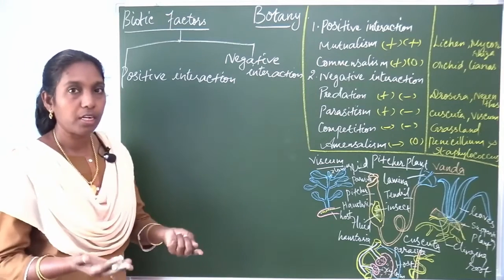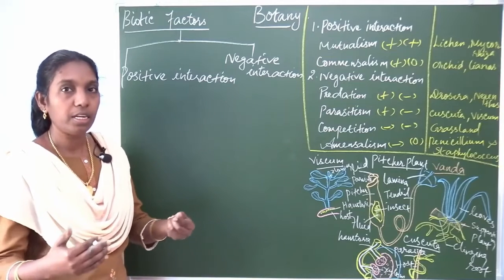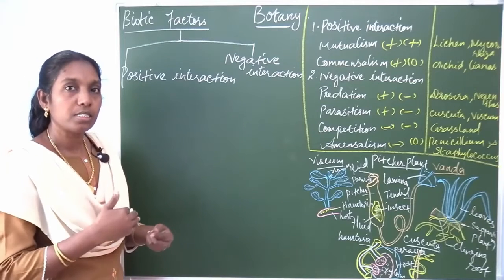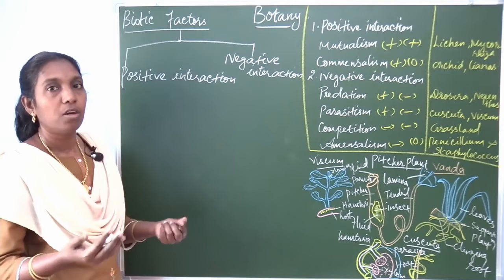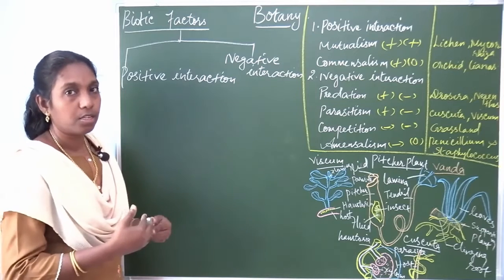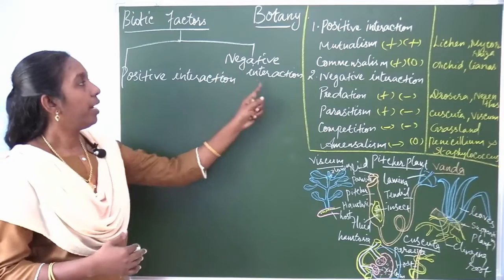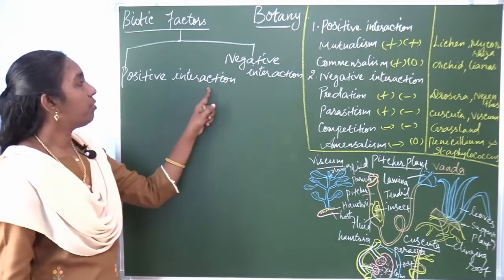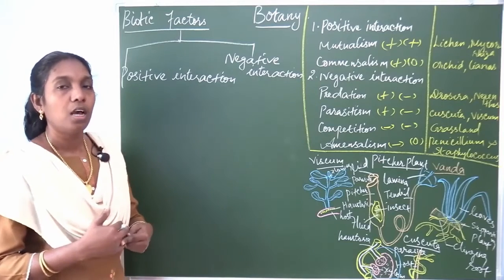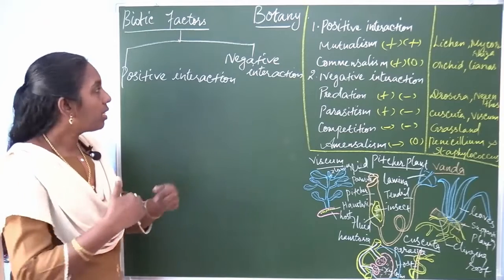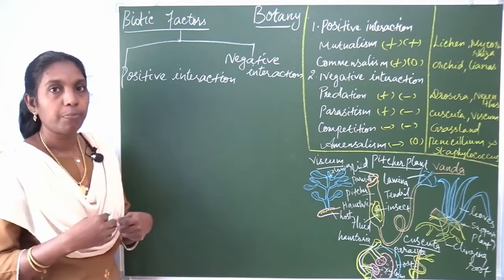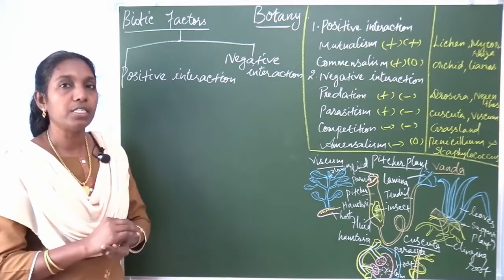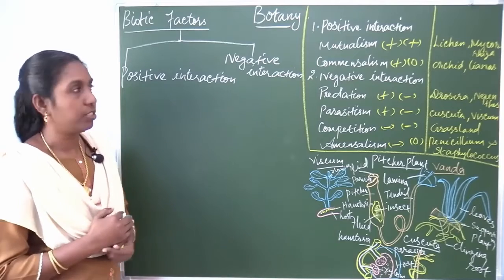Positive interaction. What are biotic factors? Interactions between living organisms like plants and animals. The plants influence one another as well as the animals, which affects the ecosystem. So this is positive and negative. What is meant by positive and negative interaction? In positive interaction, two organisms are involved, and among these two, both are benefited. Both organisms being benefited is called positive interaction.